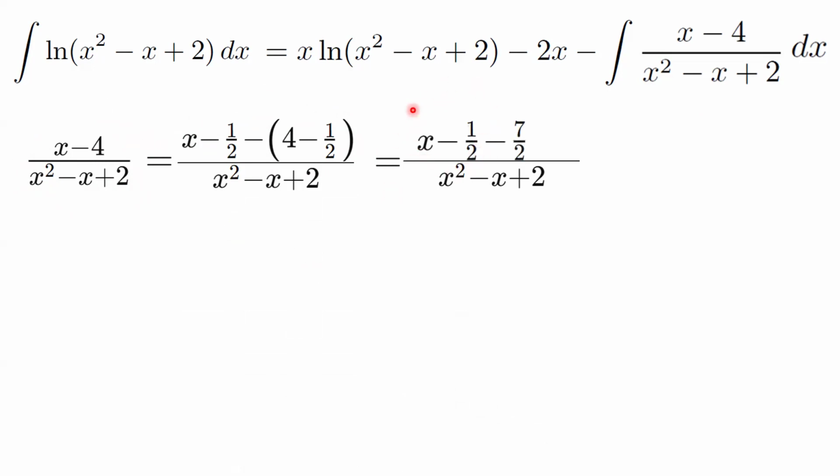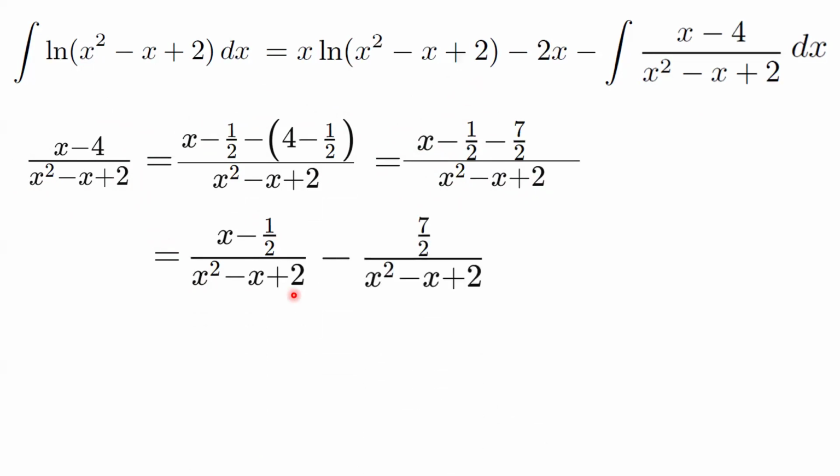I need x minus a half because eventually I'm going to complete the square down here, and you're going to see why we need x minus a half. You can factor out a half, and the way that you can see it is the derivative of the denominator. This can be written as x minus a half divided by x squared minus x plus 2 minus 7 divided by 2 over x squared minus x plus 2. So we just broke down this fraction into two fractions.